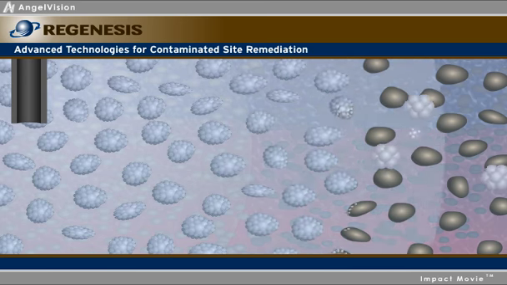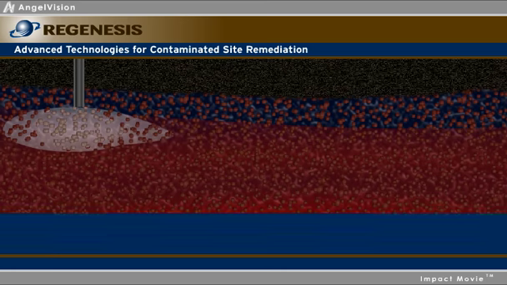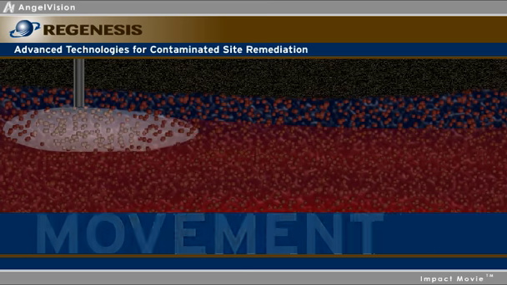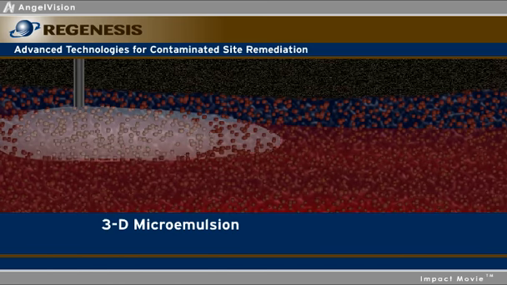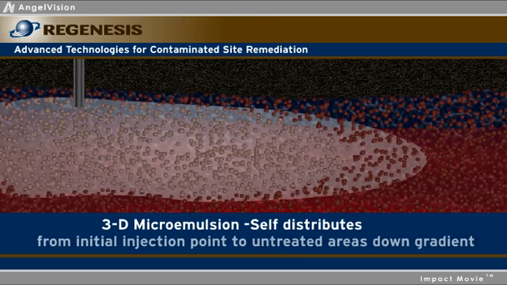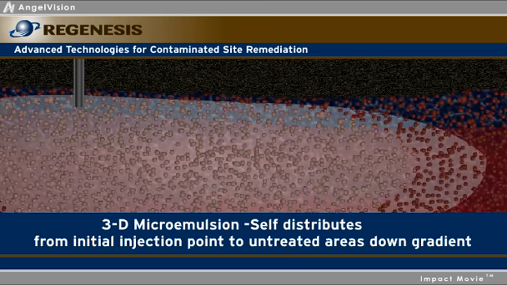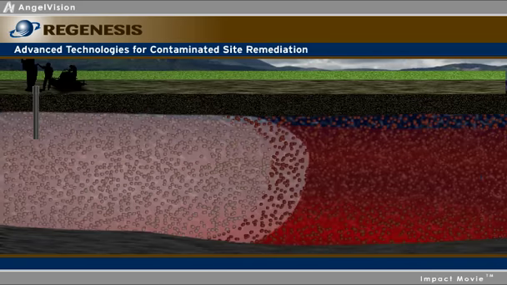The micelles in turn sorb onto the untreated aquifer matrix and redissolve. In this continuing pattern of micellar movement, sorption, and dissolution, 3D microemulsion literally self-distributes once in the subsurface, moving from areas of high concentration surrounding the injection point to untreated areas down gradient.